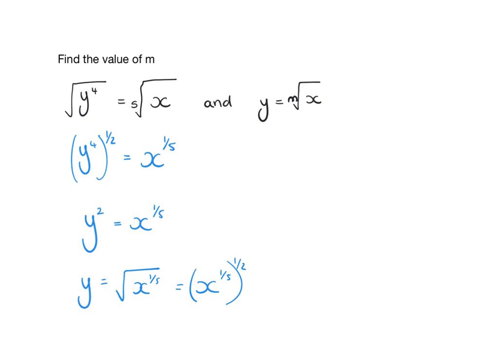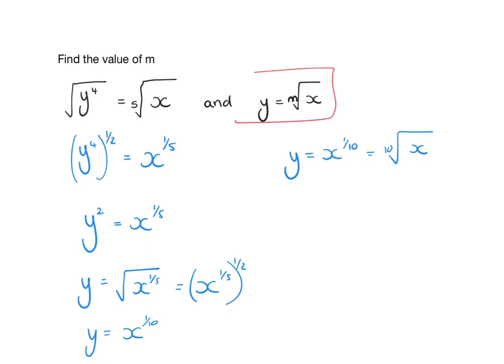So once again, I've got a power to a power, so I'm going to multiply those powers. So y is equal to x to the 10th, because 1/5 times 1/2 is 1/10. Now I can write this using a root, so I'm able to compare. So y equals x to the 10th is the same as the 10th root of x. And we're now in the same format as my second statement, and I can see that m must be equal to 10.